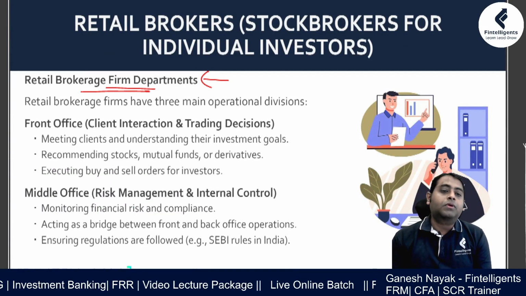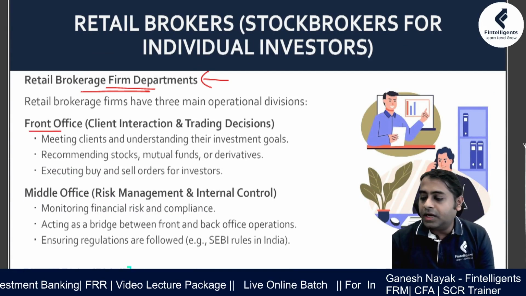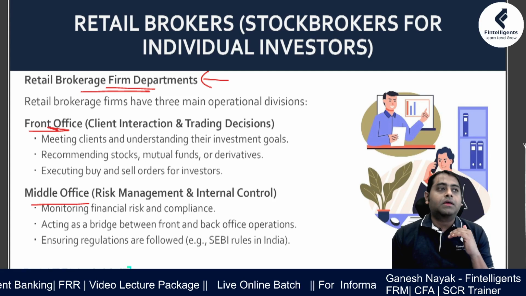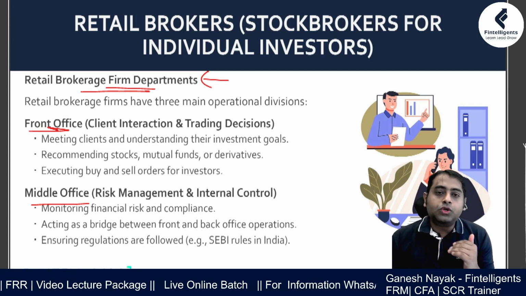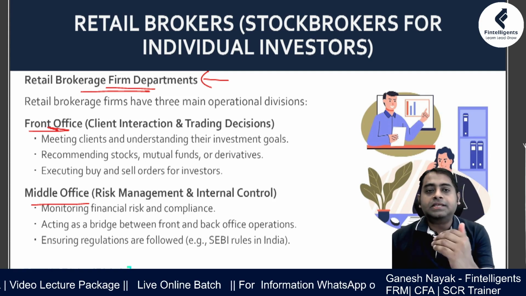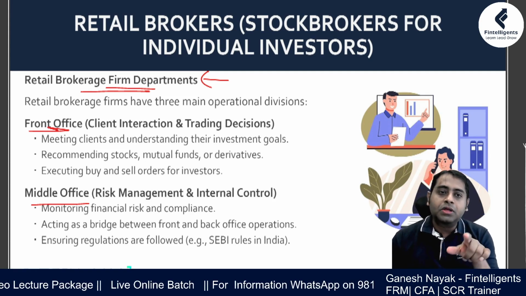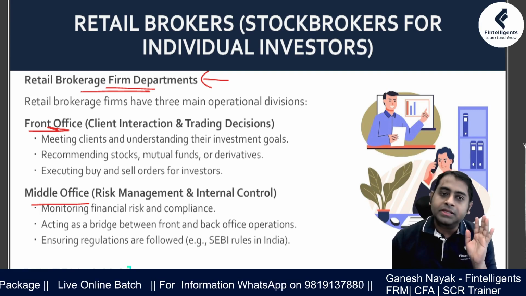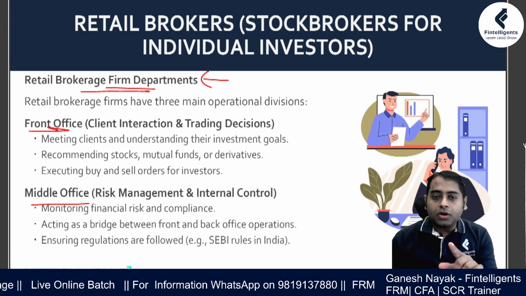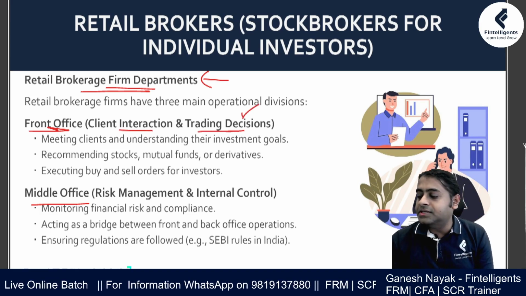Retail brokerage firm, what are the divisions? Okay, front office, middle office. Front office is where you have a trader. He is talking to the client, and the client is giving him information about the transaction you have to do: you have to buy this asset at this quantity, and this should be the price. So a lot of client interaction and trading decision happens over here.